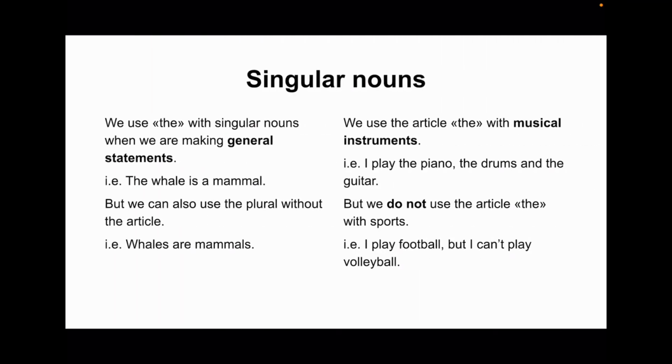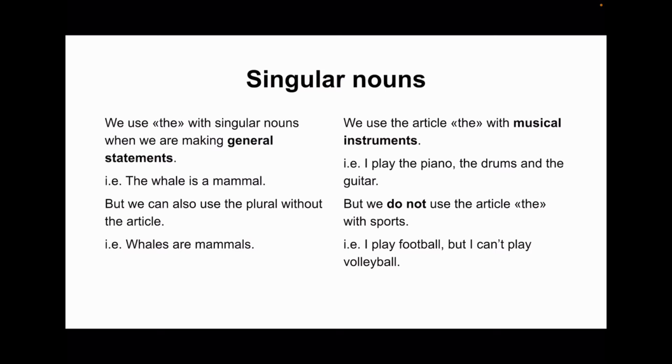Let's have a look at singular nouns. We use the with singular nouns when we are making general statements. For example, the whale is a mammal. But we can also use the plural without the article. For example, whales are mammals.